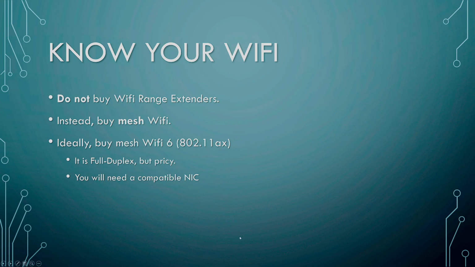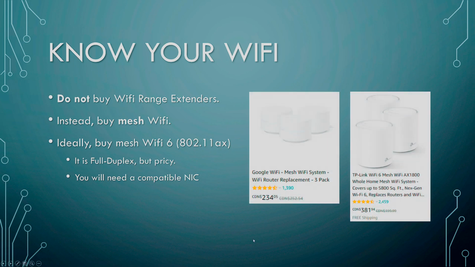Make sure you have a compatible NIC card, because since it's a full duplex solution, the NIC card in the computer or in the cell phone, whatever, has to have a 2x2 antenna as well to connect full duplex to the access point. Here's some prices from this is an older 802.11ac Google Wi-Fi mesh system. You can see it's about $150 cheaper. This is a Wi-Fi 6 or 802.11ax solution.